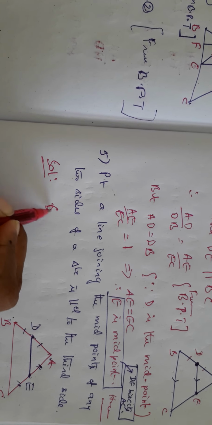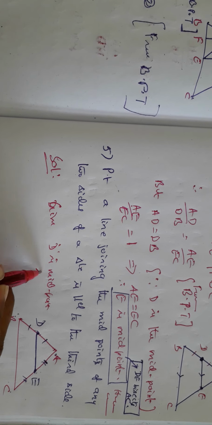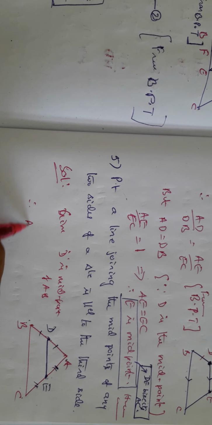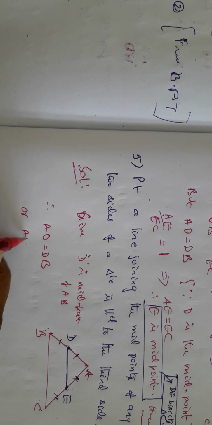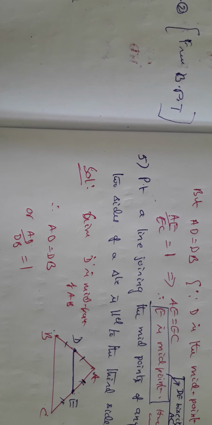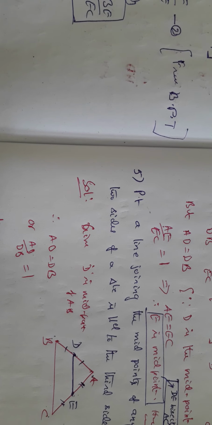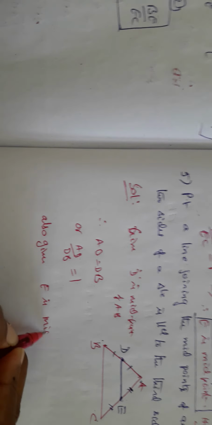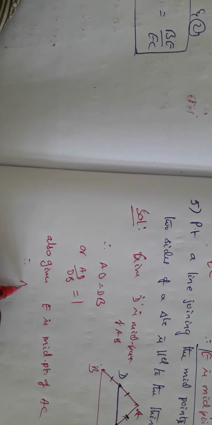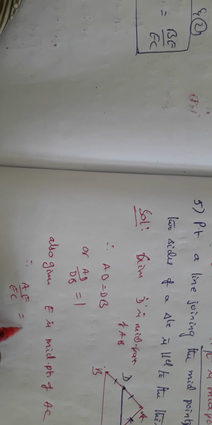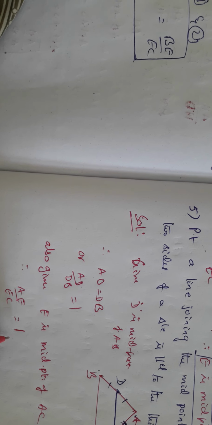Right, what is given? D is the midpoint of AB. So therefore AD is equal to DB. Very good. Or AD by DB is equal to 1. Right, next one. Also given what? E is the midpoint of AC. So therefore AE by EC is equal to 1. Right, that is AE is equal to EC.